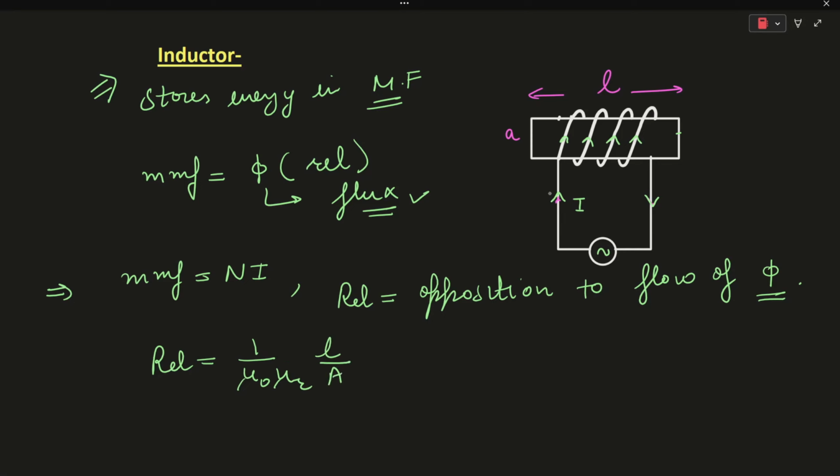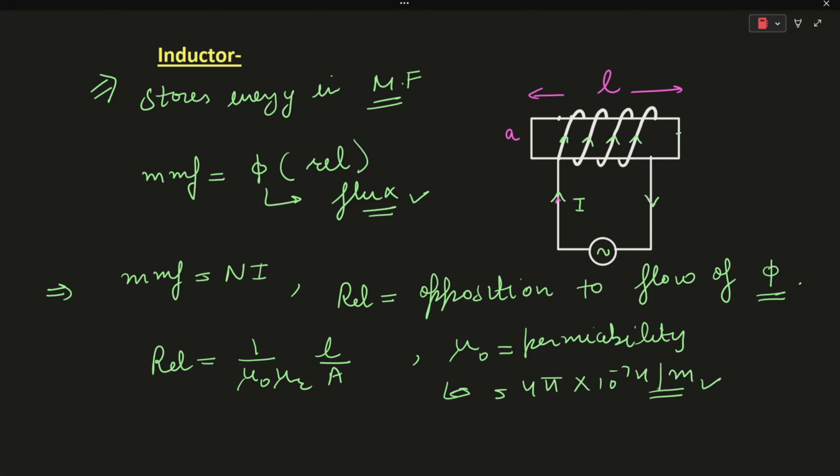What is mu naught? Mu naught stands for the permeability. The value of the permeability of free space is equal to 4 pi into 10 raised to the power minus 7 henries per meter. Mu r stands for the relative permeability, which is basically the relative permeability of the inductor core.